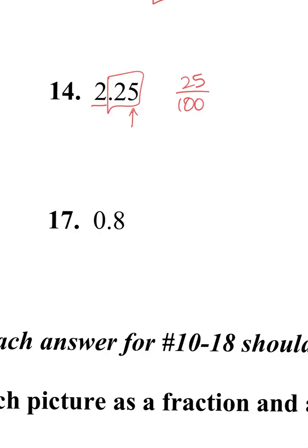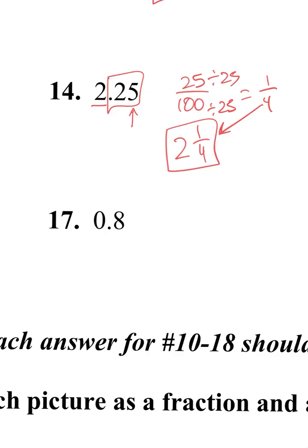And then let's go ahead and reduce this fraction. So what's the greatest common factor of 25 and 100? That's 25. So we're going to divide both the numerator and the denominator by 25. 25 divided by 25 is 1, and 100 divided by 25 is 4. Now in my final answer, I'm going to incorporate the whole number back into it. So what's my whole number? 2. And then go ahead and add the fraction to the end. So 2 and 1/4. That is my final answer. Okay, on to number 15.